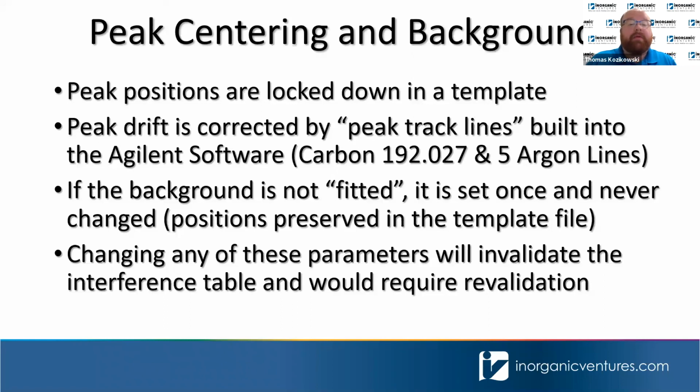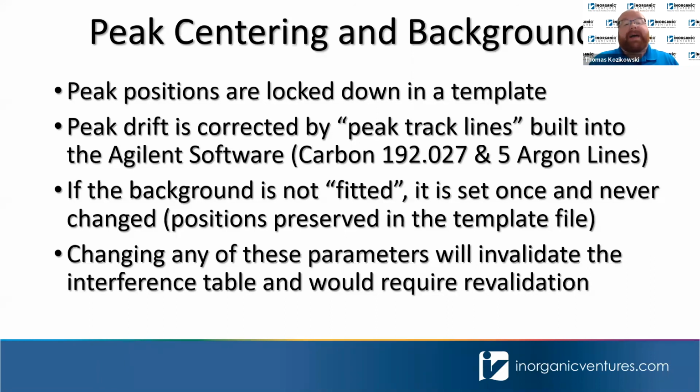It monitors the carbon 192 and 5 different argon lines that are in the whole dynamic range of the spectra, all the way to 700 nanometers. So you get something that's always present, whether you're aspirating a solution or not. It will see these carbon and argon lines, and it knows where they should be. And if it shifts a little bit, it'll shift all of your peaks to compensate. And that makes it so you don't have to recenter peaks in your worksheet, which is huge in order to make the interference table work properly.